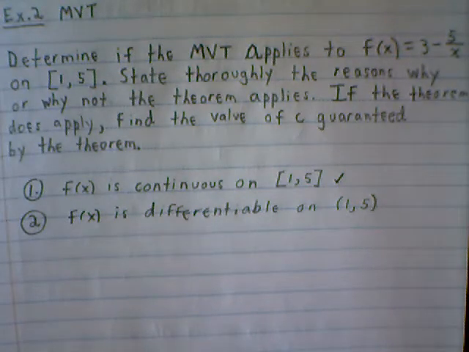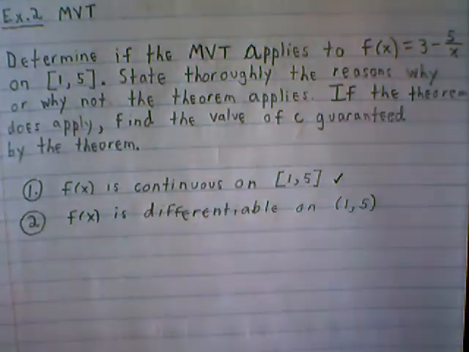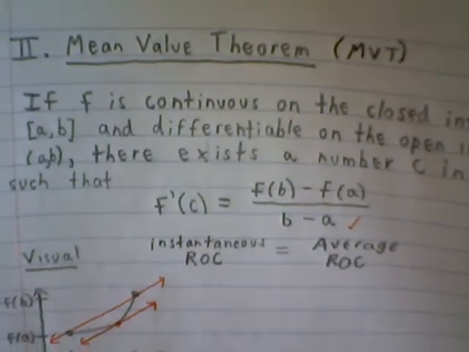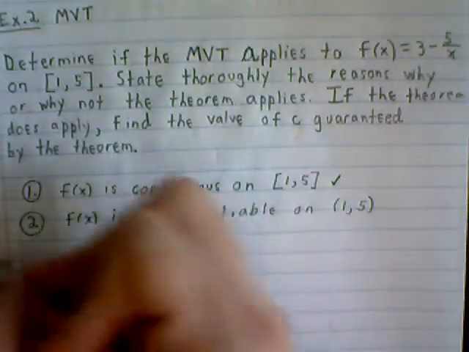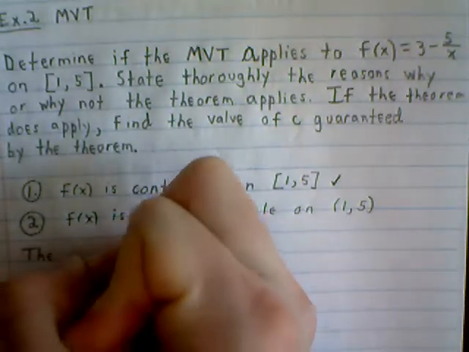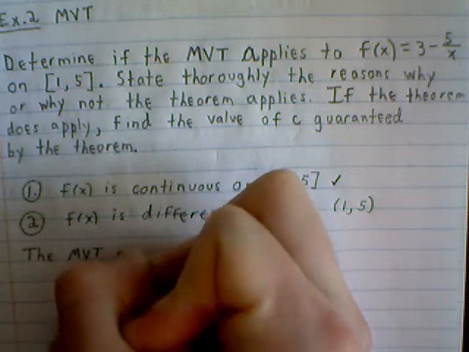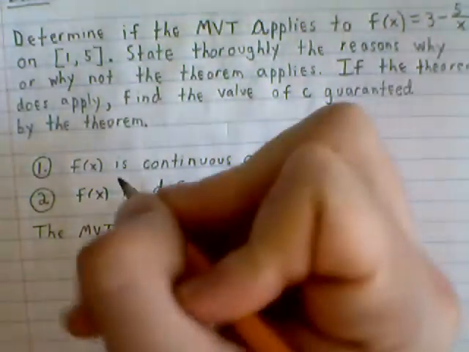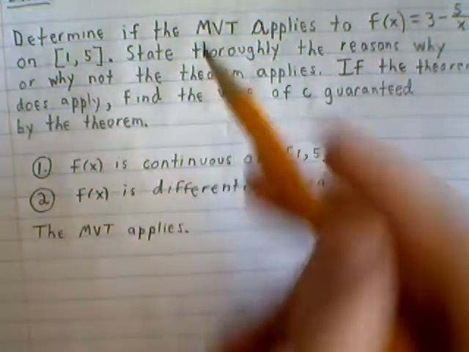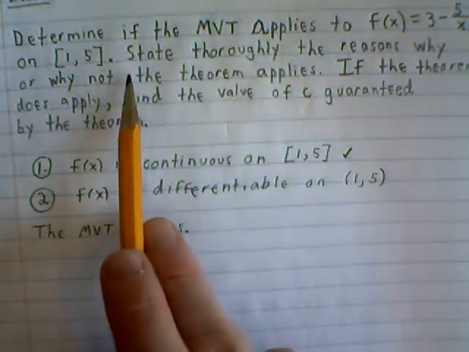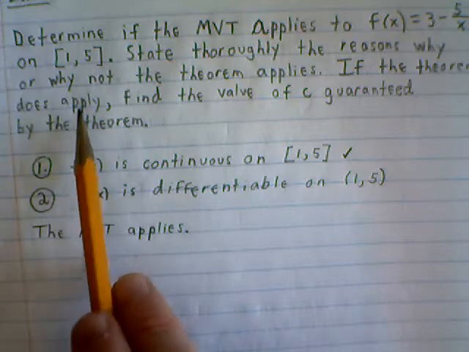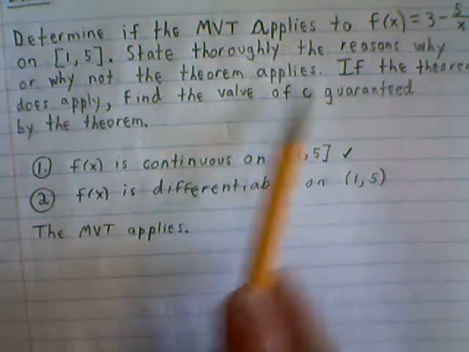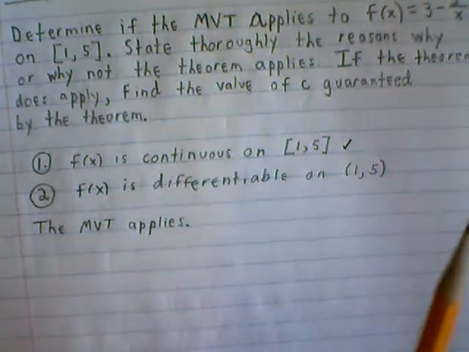All right, now this means that if I look back at the mean value theorem, we showed it's continuous and differentiable, so yes, the mean value theorem applies. All right, so we got the mean value theorem applies, and we thoroughly stated the reasons. If the theorem does apply, find the value of c guaranteed by the theorem.